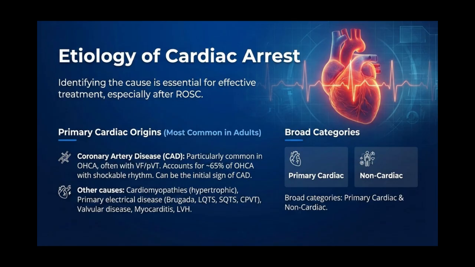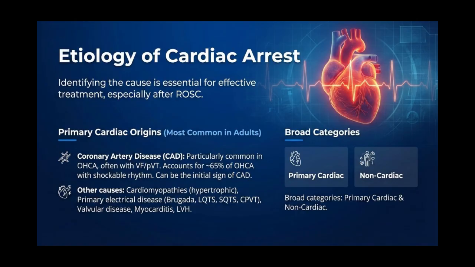This category represents the most common clinical finding in adult patients who suffer from cardiac arrest. Coronary artery disease is particularly prevalent among patients experiencing out-of-hospital cardiac arrest. These cases often present with a rhythm of ventricular fibrillation or pulseless ventricular tachycardia. Acute coronary syndrome accounts for approximately 65% of out-of-hospital cardiac arrest cases that exhibit a shockable rhythm. Unfortunately, cardiac arrest can sometimes be the initial clinical sign of coronary artery disease, occurring without any preceding symptoms.